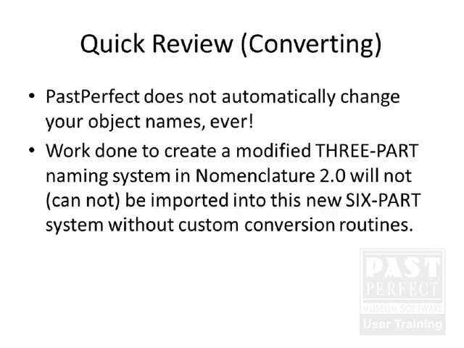And the reason for that is PastPerfect does not automatically change your object names ever. If you classified something as, for instance, a card, comma, space, cabinet, a cabinet card, if you classified that in version 2 of our software, that term is no longer in the new nomenclature. We're not going to change your artifact from card, comma, space, cabinet to photograph, comma, space, cabinet just because we think that's the right term. We're not going to touch it. We're leaving it alone. So you don't have to worry about switching between the two as far as your items getting renamed.